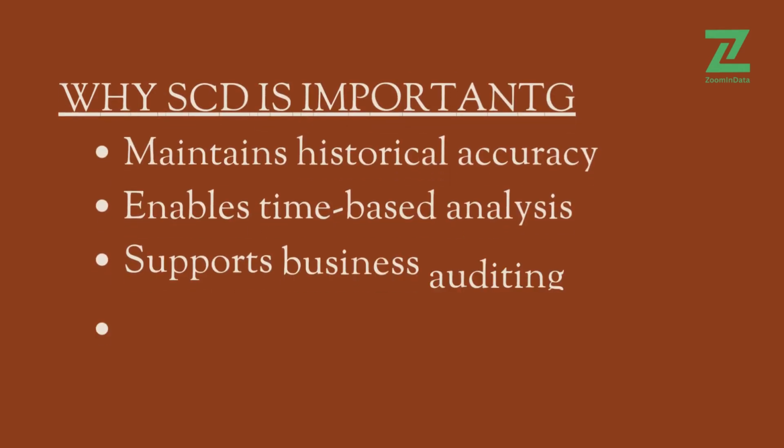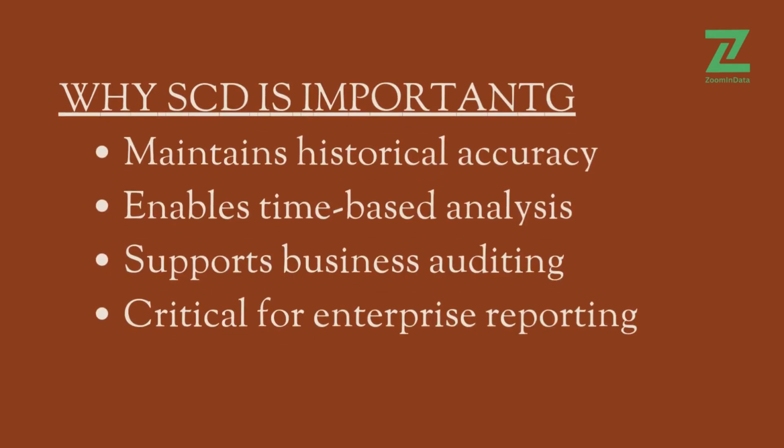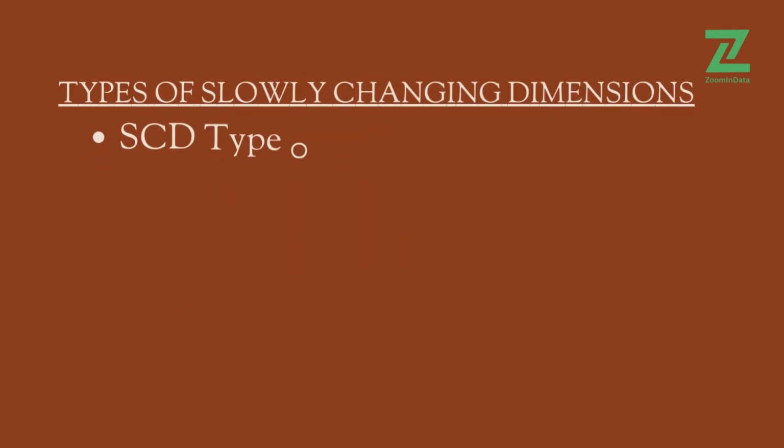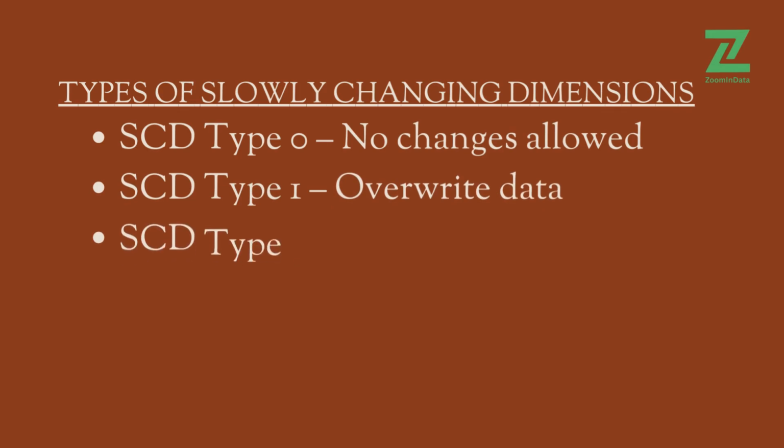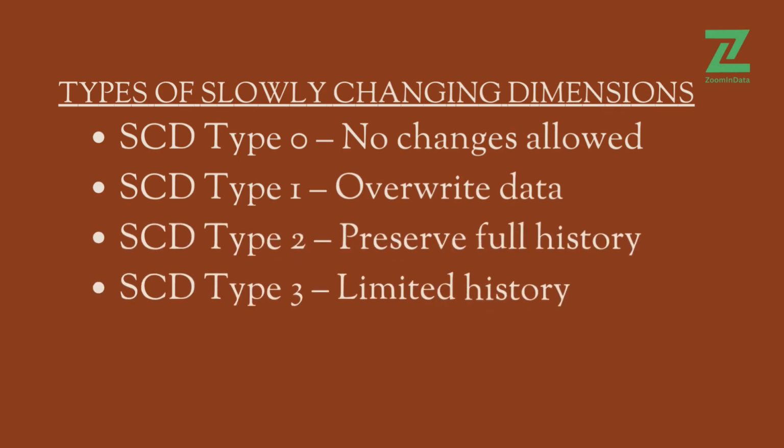SCD is important because it maintains historical accuracy. It allows time-based analysis, supports auditing and compliance, and is critical for enterprise-level reporting systems. There are multiple types of slowly changing dimensions. The most common ones are Type 0, Type 1, Type 2, and Type 3. Each type handles data changes in a different way.